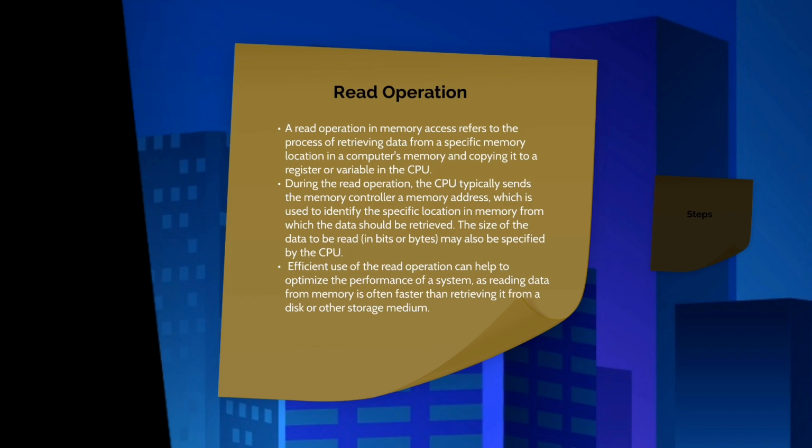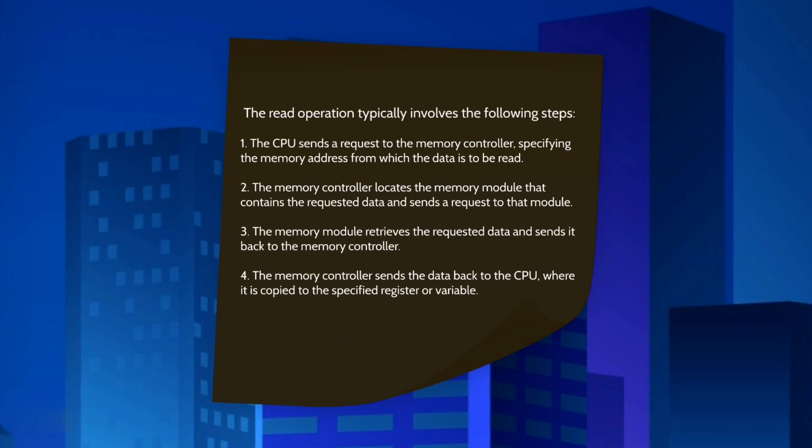So what are the steps included in this read operation? First, the CPU sends a request to the memory controller specifying the memory address from which the data is to be read. Second, the memory controller locates the memory module that contains the requested data and sends a request to that module. Third, the memory module retrieves the requested data and sends it back to the memory controller. Fourth, the memory controller sends the data back to the CPU where it is copied to the specified register or variable.